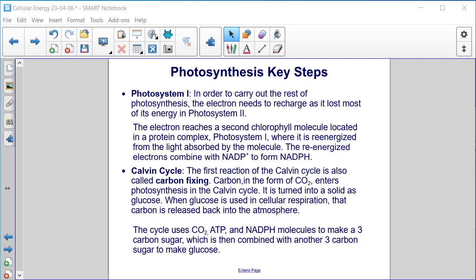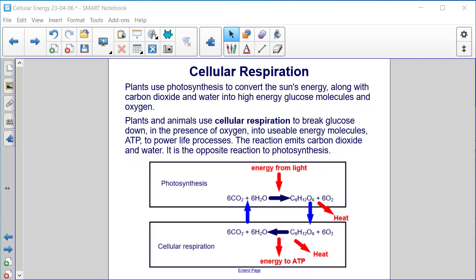Calvin cycle. The first reaction of the Calvin cycle is also called carbon fixing. Carbon in the form of CO2 enters photosynthesis in the Calvin cycle. It is turned into a solid as glucose. When glucose is used in cellular respiration, that carbon is released back into the atmosphere. The cycle uses CO2, ATP, and NADPH molecules to make a 3-carbon sugar, which is then combined with another 3-carbon sugar to make glucose.